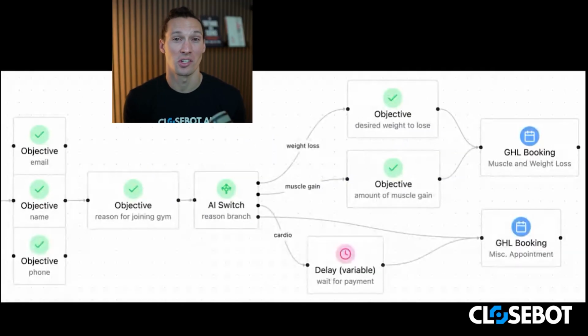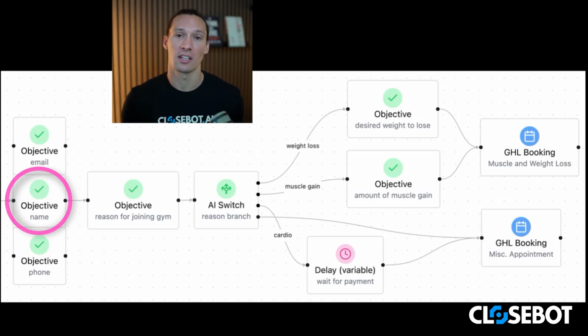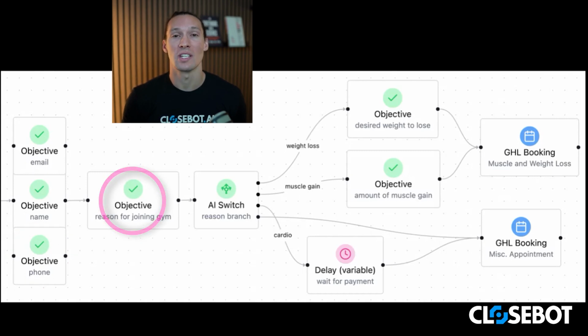Now, this example is a little bit more complex. And this is already where we start to see something that would be impossible to do with other systems that don't have a drag and drop builder like this. We have the same example as before. It's getting name, email, phone number, and then it's proceeding to get someone's reason for wanting to join the gym. Simple enough. Any agent could do that.